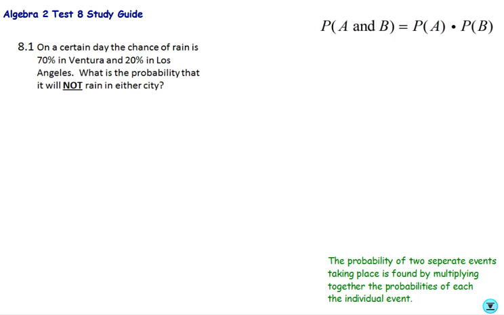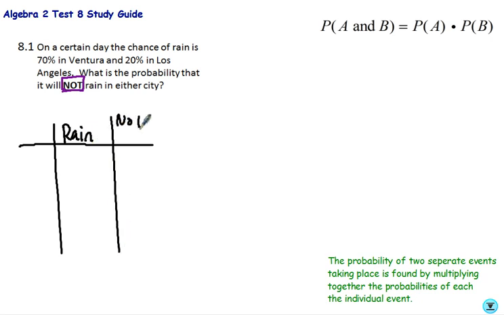So this says, on a certain day, the chance of rain is 70% in Ventura and 20% in LA. What is the probability that it will not, keyword there is not, rain in either city? Well, I think maybe an easier way to do this is to come up with a table. I think this will make a little more sense. So it's either going to rain or it's not going to rain. So we'll just say rain, not rain. And we're comparing Ventura to LA.